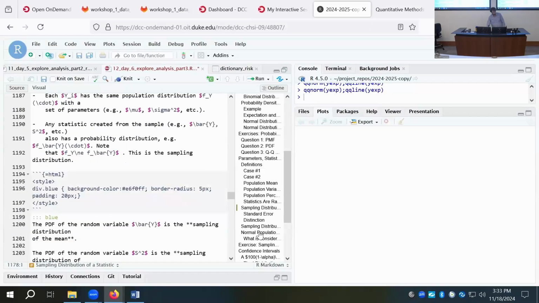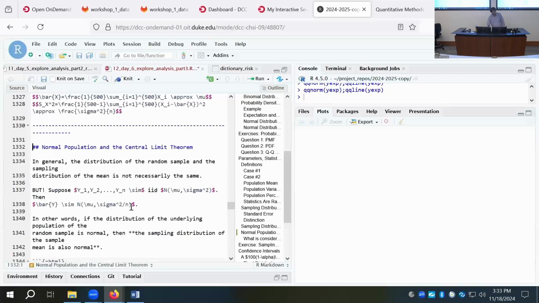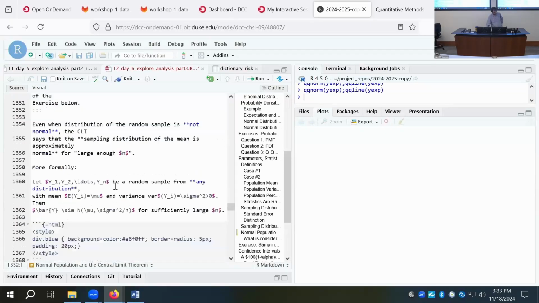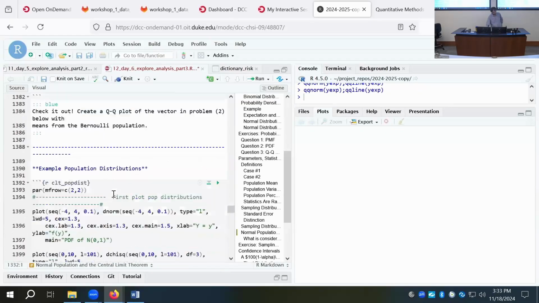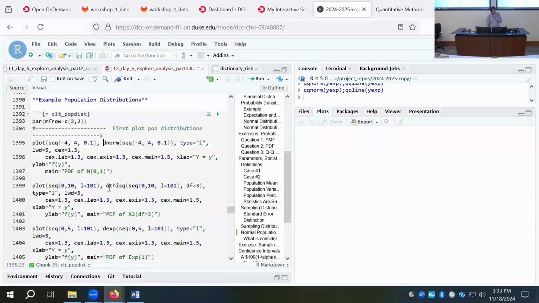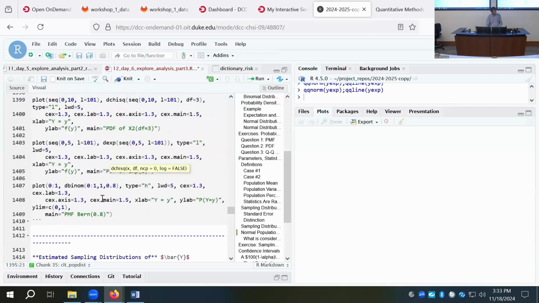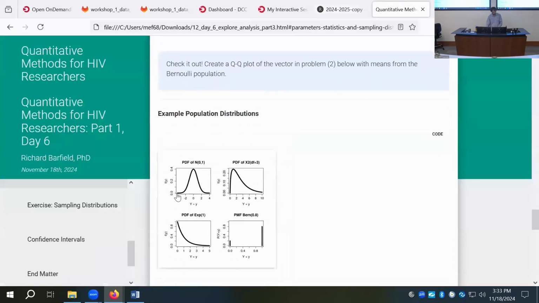Find it. All right. So we're going to first plot all this so we can see what it looks like.